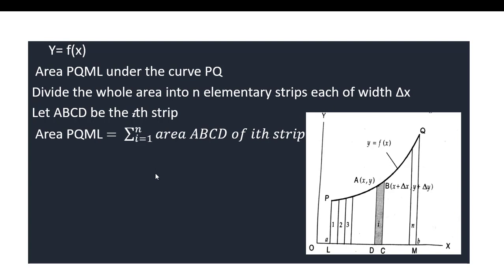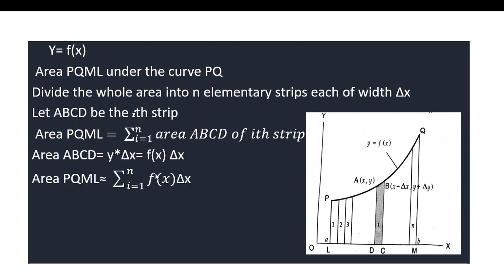We can write the sum from i equals 1 to n of the area ABCD of the ith strip, where sigma is the sign of summation. We first have to determine the area of one strip, ABCD. We can write it as y into delta x. Coordinates of A are x, y and coordinates of B are x plus delta x, y plus delta y. We take the width delta x as small as possible so that the height AD must be equal to BC. By this we get a perfect rectangle. So we can write length into breadth. Area of ABCD will be f(x) into delta x.